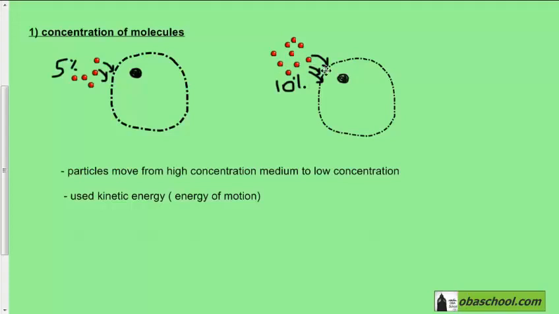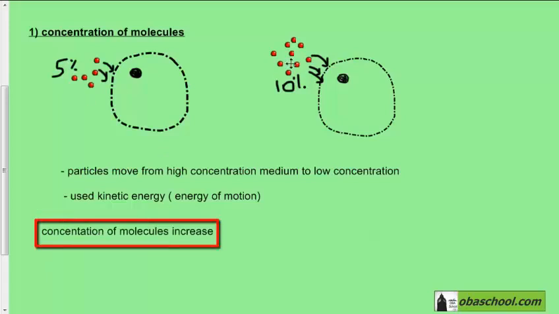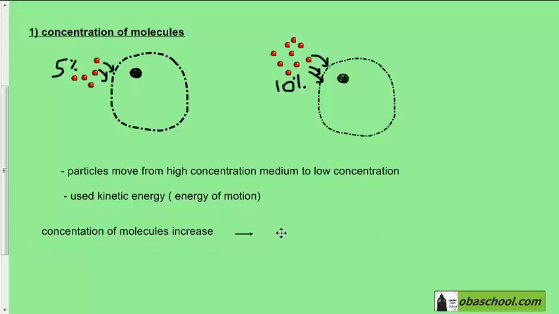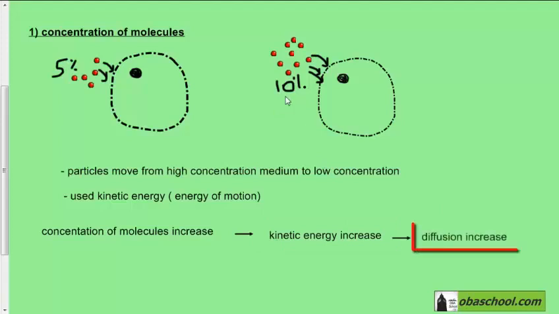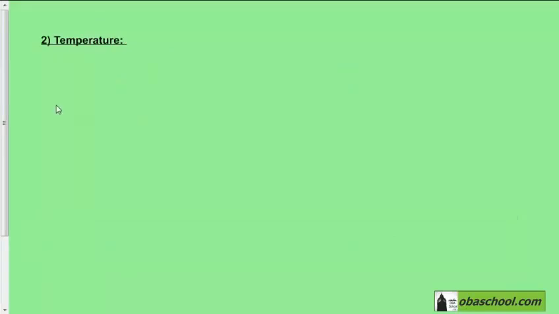Then that means there will be more diffusion into the cell than in the other case where there is only 5%. The concentration of the molecules increases from 5% to 10%. So the kinetic energy will increase because there are more molecules that have kinetic energy. And so the diffusion will increase. The diffusion in the second cell of the same substance is more than the diffusion in the first cell because there is a higher concentration in the second cell.